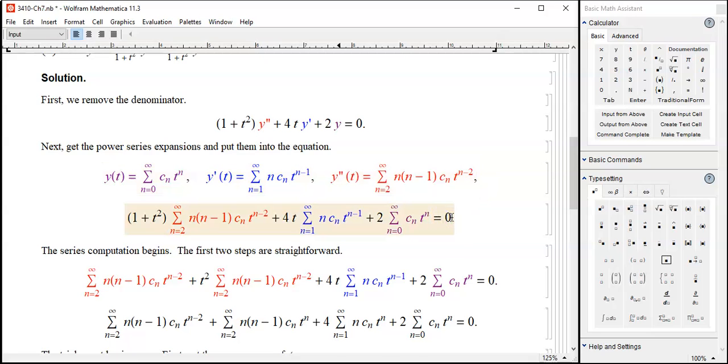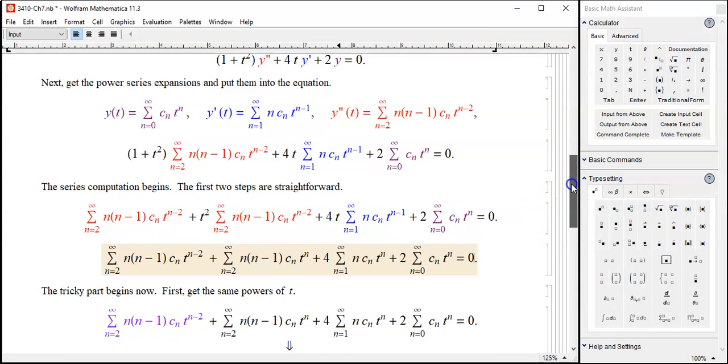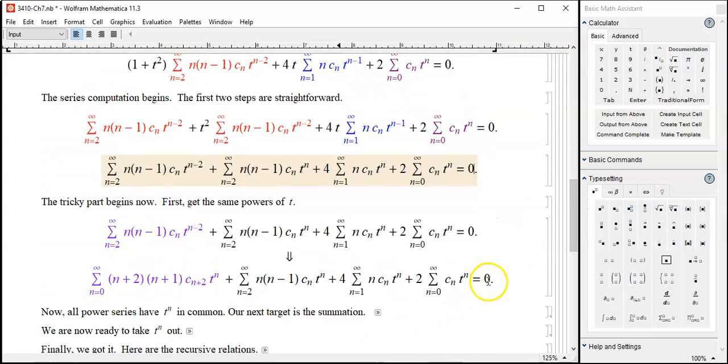Color coding would help. Then algebra distribution, and then one more computation, t squared applied, t applied, and we get that, and then index shifting. We get the final expression up to now.